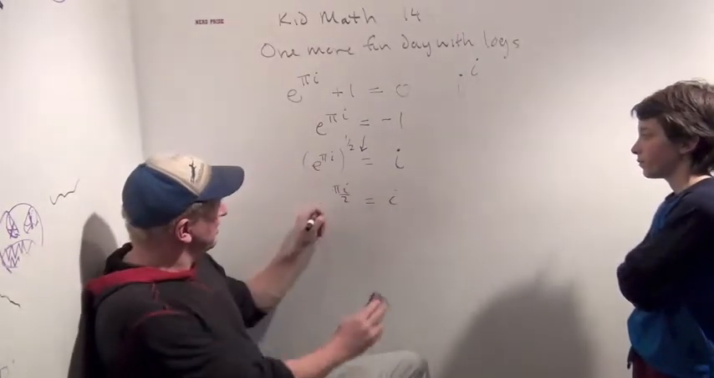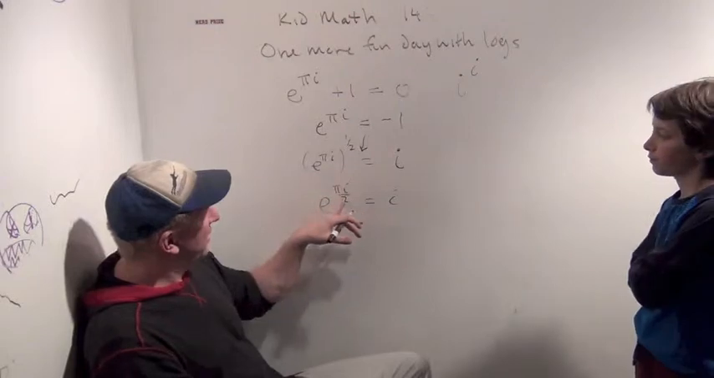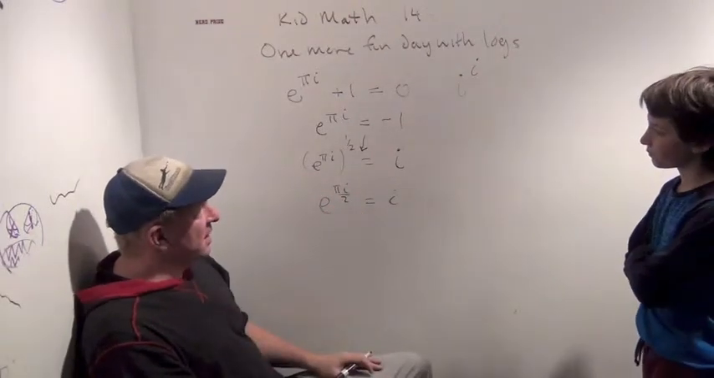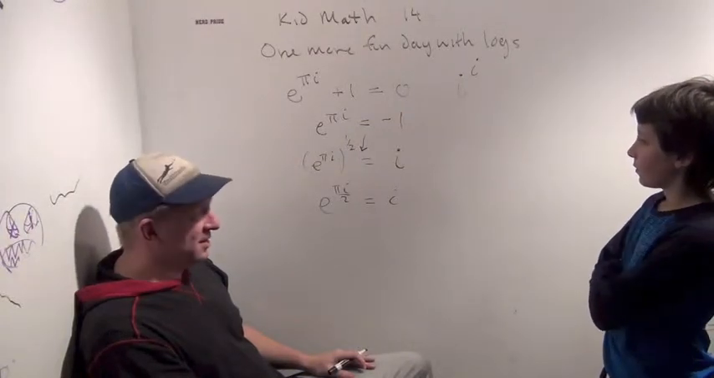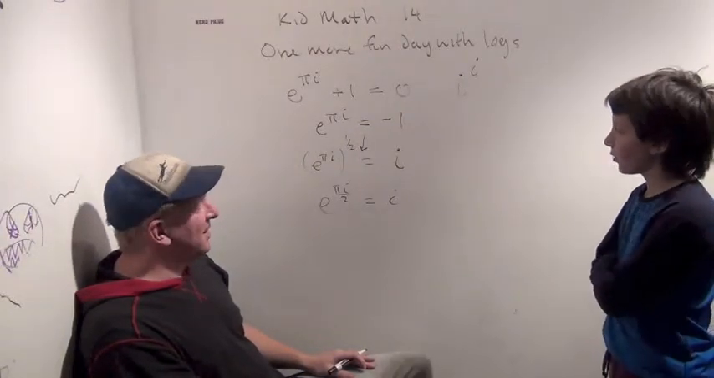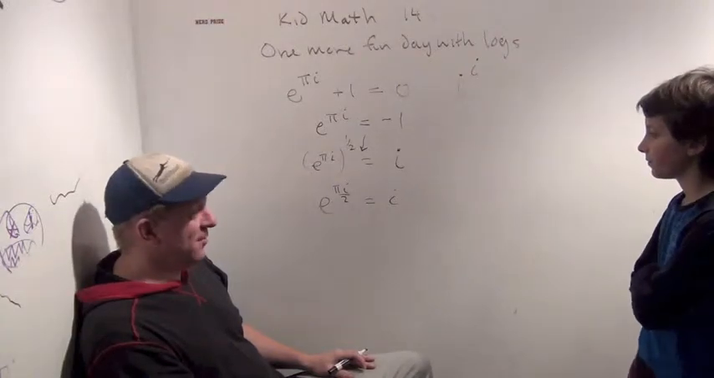Let me make my e a little bit bigger so you can see the power. e to the pi i over 2 equals i. Now I want to produce i to the i, so what do I need to do to both sides? We have to raise everything to the i-th power.